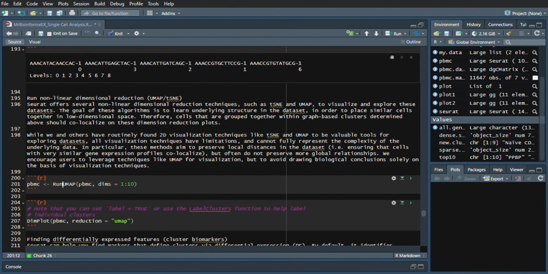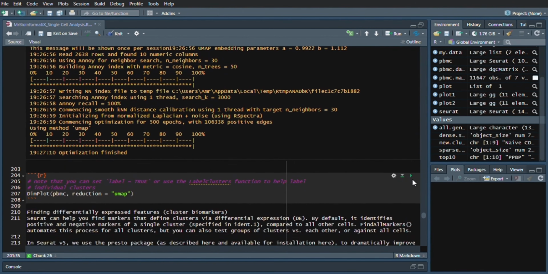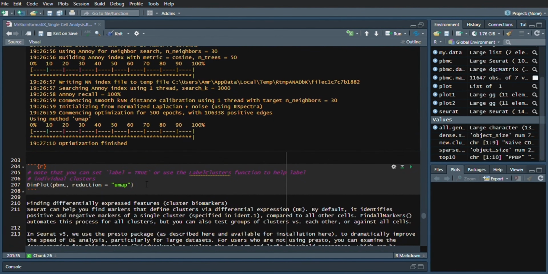So, PBMC, we run UMAP, PBMC, dimension, we put 10. So, let's run our code. Now, let's visualize our plot by writing DimPlot, PBMC, reduction equal UMAP. Let's run our code.